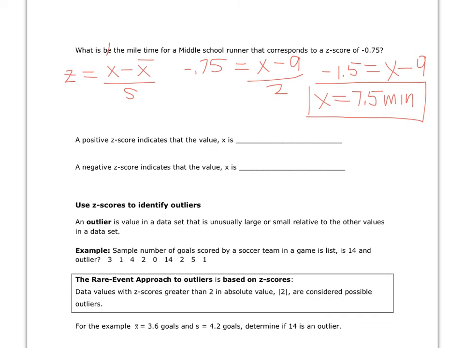Okay, we're going to look at z-scores pretty frequently throughout the course of the term, and so we're really just wanting to get familiar with them in this section. One of the takeaways is a positive z-score indicates that the value that it corresponds to is above or greater than the mean. And if it's negative, it indicates that the value is less than the mean.